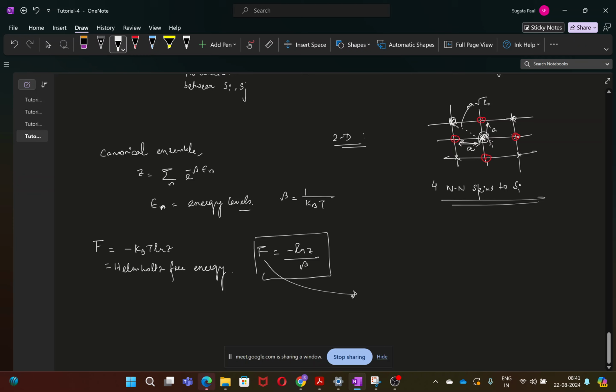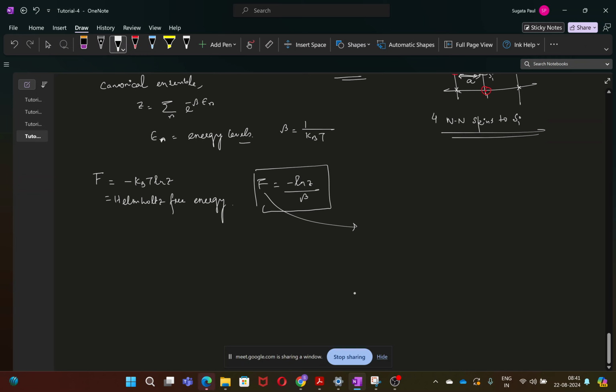So you can consider that this is basically energy, right? So this is an energy equivalent term for this particular system, and you can see that it is dependent on the partition function by a logarithmic relation, that is ln Z, for this Ising model system.